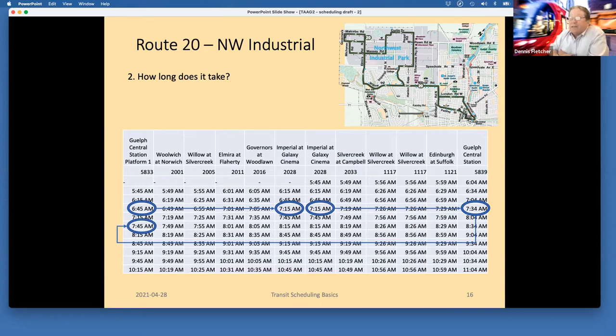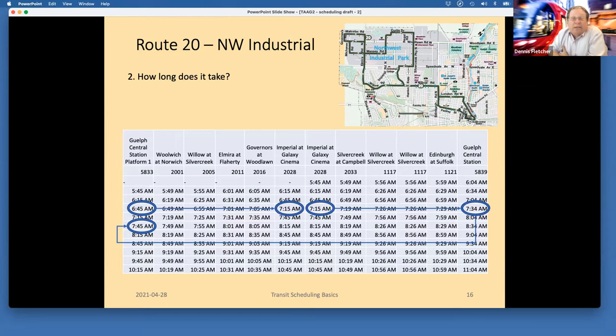So let's take a look at this. As I mentioned, all routes need recovery time in their schedule to account for the variability in the route and to accomplish the compromise we've been talking about, to create a schedule that's easier to understand at the expense of efficiency. The total trip time is 49 minutes, 30 minutes out and 19 minutes back.